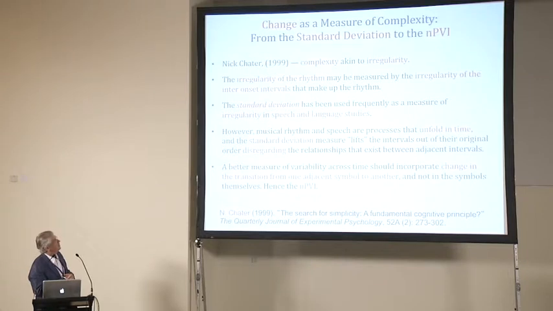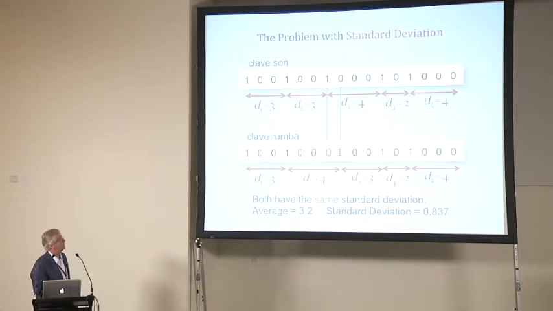So you can really get a good understanding of it from this paper by Nick Chater, where he really points out, and it's obvious, right? It's not difficult, that the standard deviation ignores the order in which things happen. And for speech and music, the order of these intervals is extremely important, right? So to give you a very concrete example, look at the clave son at the top, right? And let's interchange that third onset, the one in 0 for a 0-1, to get the clave rumba.